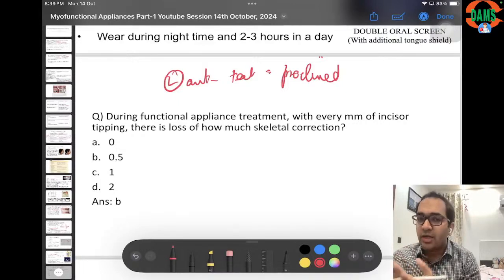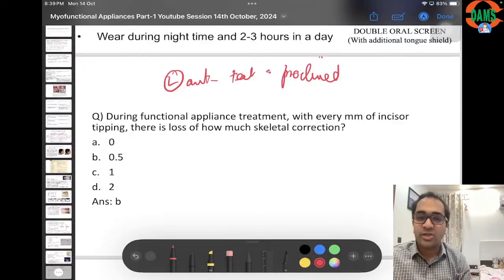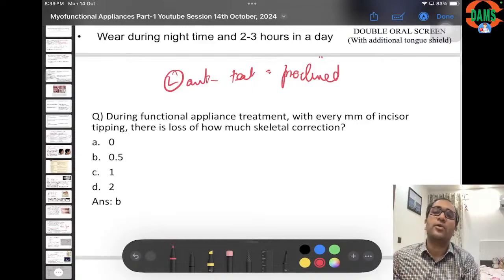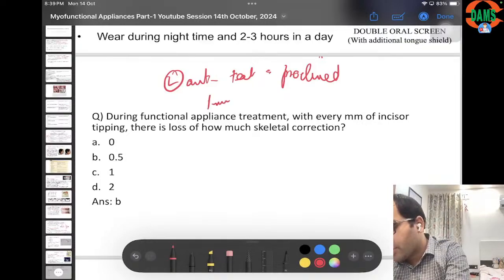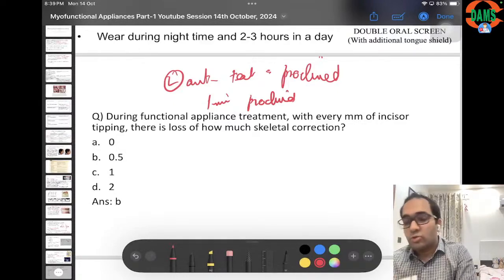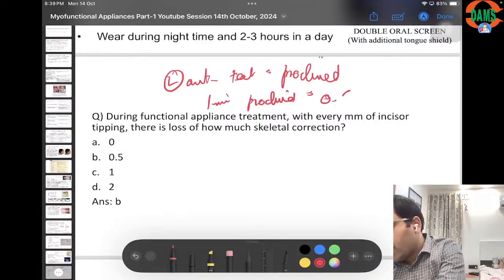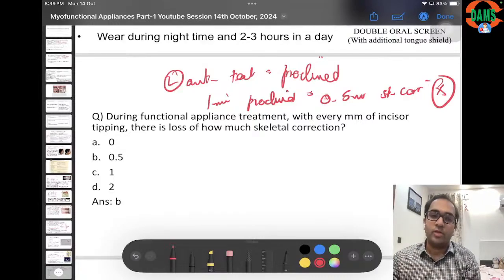So जितना लोअर एंटीरियर टीथ प्रोक्लाइन होंगे, the overjet correction जो हम skeletally या mandibular advancement से कनेक्ट करना चाह रहे थे, वो लोअर एंटीरियर टीथ प्रोक्लाइन करके खत्म कर दे. Okay, so the question is, with every mm of incisor tipping, मतलब 1 mm अगर lower incisors proclined कर रहे हैं, so we are not able to correct 0.5 mm of skeletal correction. 0.5 mm skeletal advancement is lost.